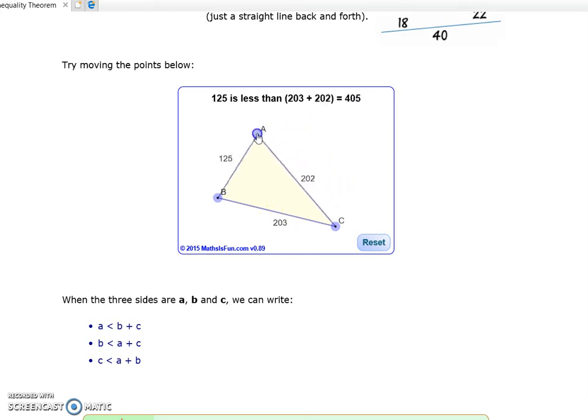Let's go take a look at a right triangle. So if I look here, again, when I add 132 and 203, that sum is 244. Or if I take 244 and add 203, that sum is greater than 132. So any two sides I pick will always be greater than the third side.